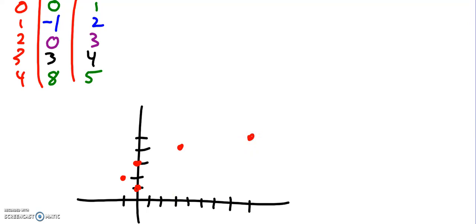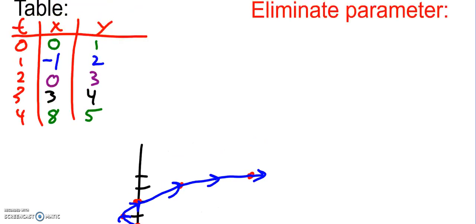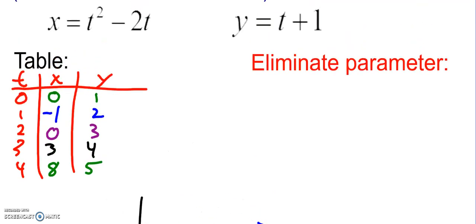So what does this curve look like then? Since we started with t equals 0, the curve looks like this, but what we want to understand is that there was direction to it. So the direction is based on t, or the parameter, increasing. That's the new thing with parametric equations.